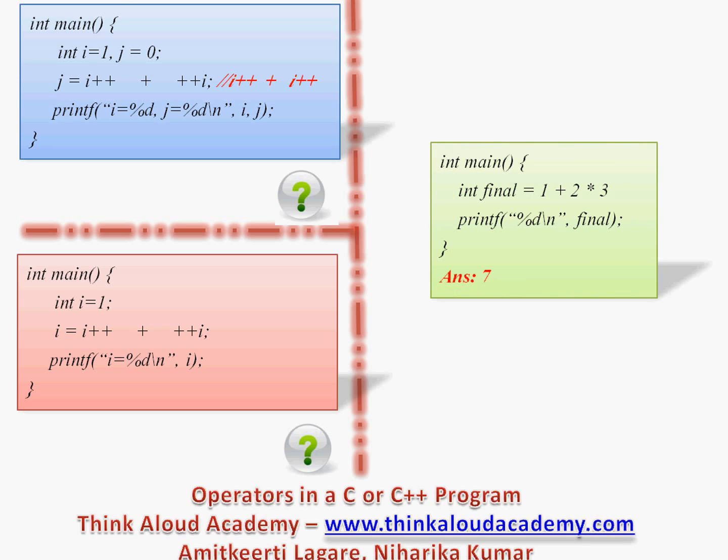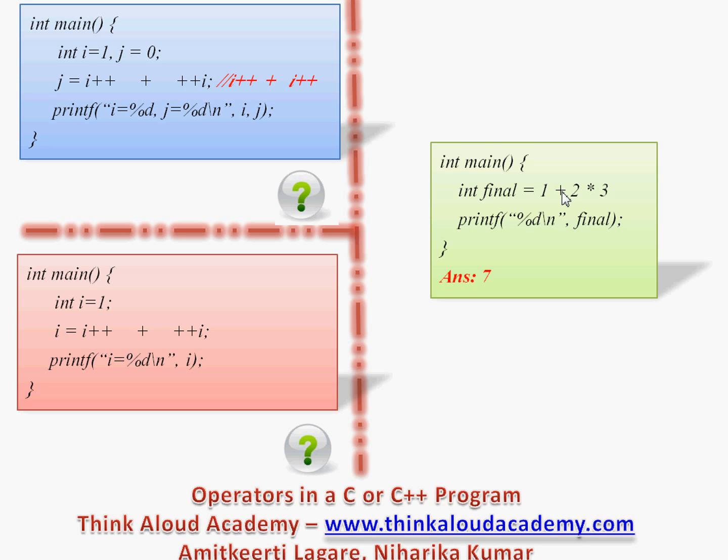Now I actually have a statement like final = 1 + 2 * 3. In this case, I know that 2 * 3 gets evaluated first, then I add 1. So this is fairly well known: the multiplication operator gets evaluated first and then the addition operator.